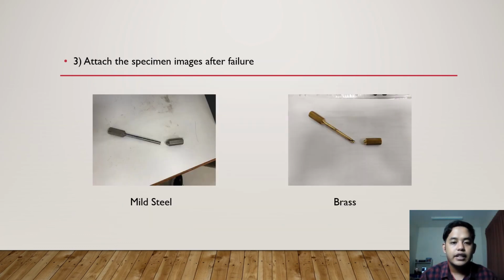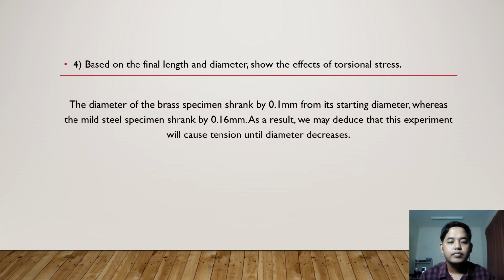This is the specimen image after failure for mild steel and brass. Based on the final length and diameter, show the effect of torsional stress. The diameter of the brass specimen shrank by 0.1 mm from its starting diameter, whereas the mild steel specimen shrank by 0.16 mm. As a result, we may deduce that this experiment will cause tension until the diameter decreases.